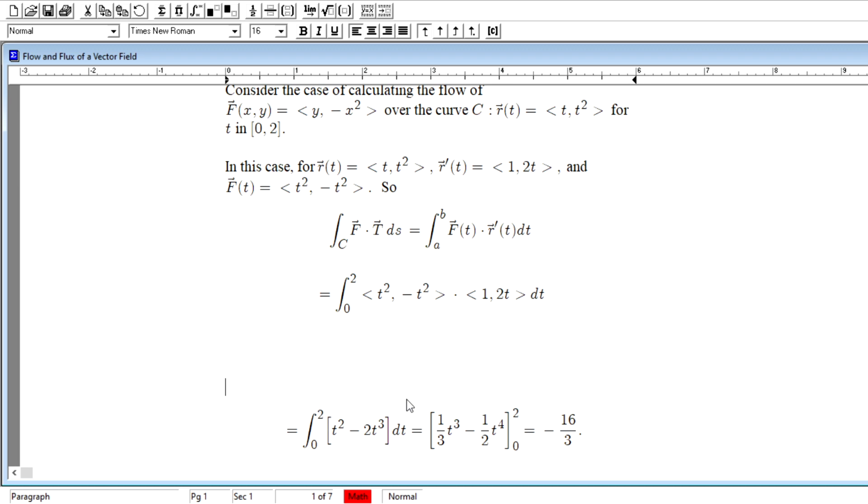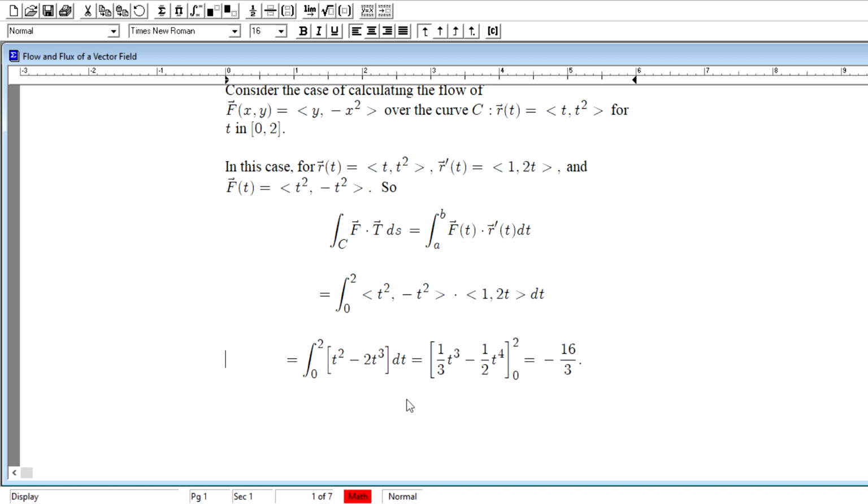But keep in mind the dot product is just the sum of the products of the components of the vectors. I'm going to take t squared times 1 and add that to negative t squared times 2t. And when I do that, I obtain this argument seen here. That is t squared minus 2t cubed. That is the dot product of these two vectors.